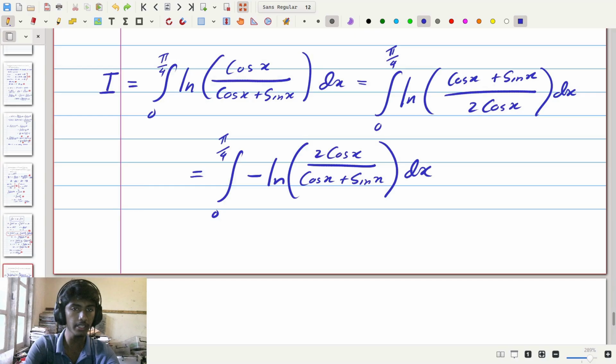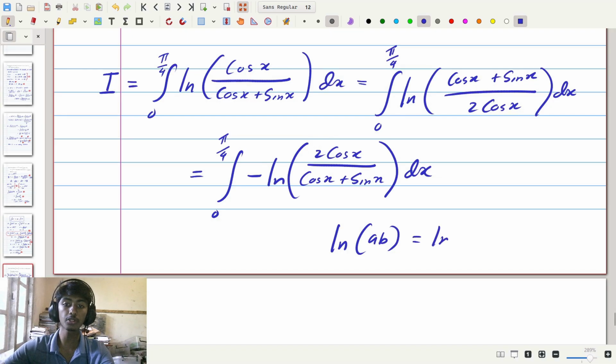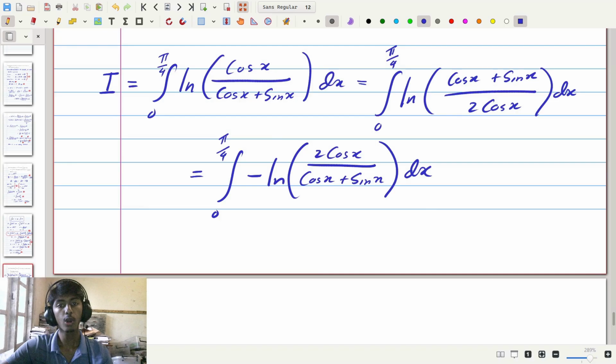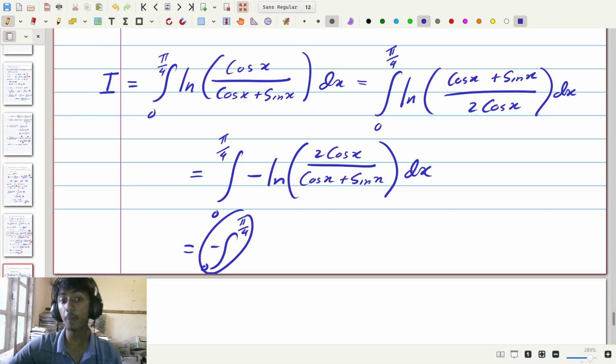Now the only problem here is, while the numerators are almost equal, this thing has an extra 2 inside of it. And we can get rid of the 2 using the fact that the natural logarithm of AB is equal to natural logarithm of A plus natural logarithm of B. Now given this, we can see we could write the thing inside as 2 times cosine of x divided by cosine of x plus sine of x. And doing so, we can also simplify this as the integral from 0 up to pi by 4. And I'll actually take this minus sign outside for now, minus the integral from 0 to pi by 4 of.